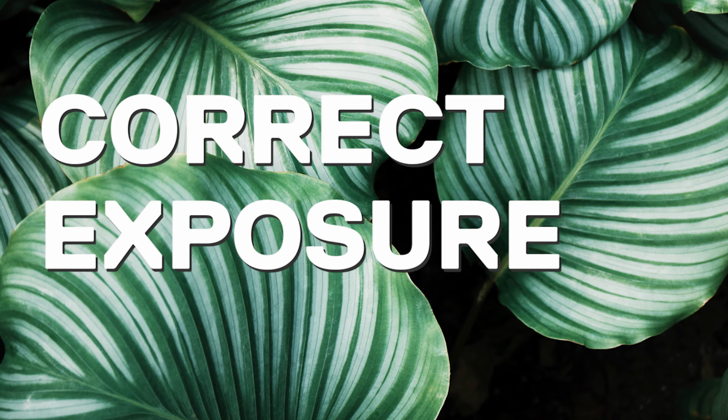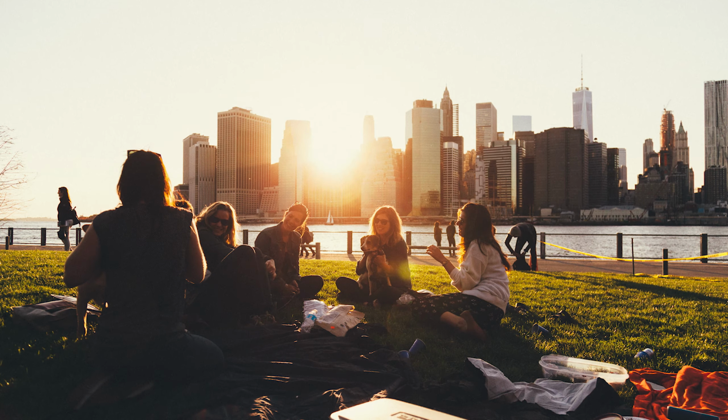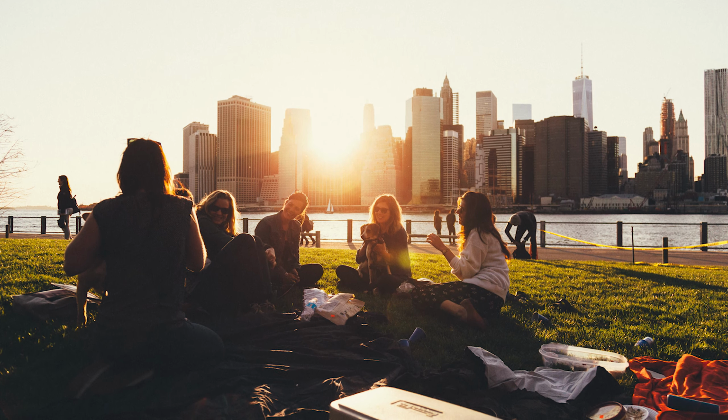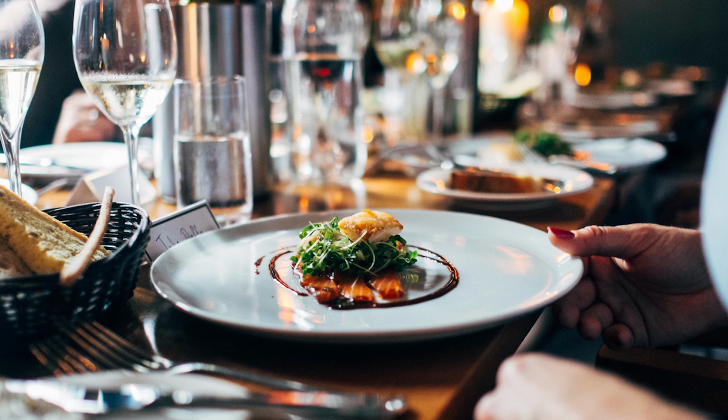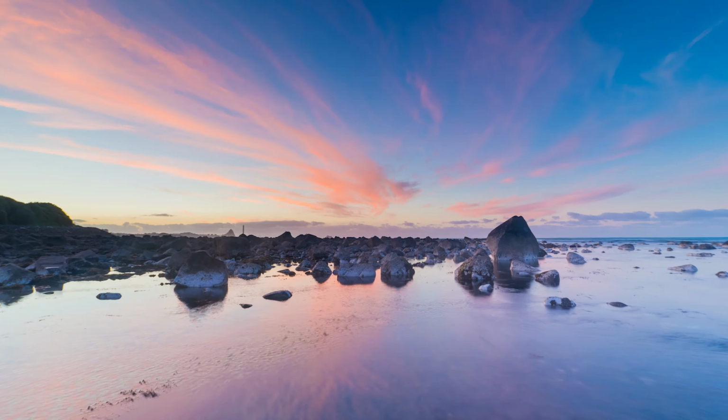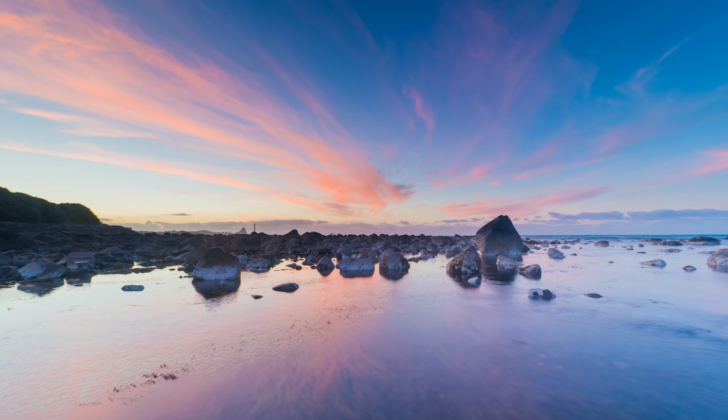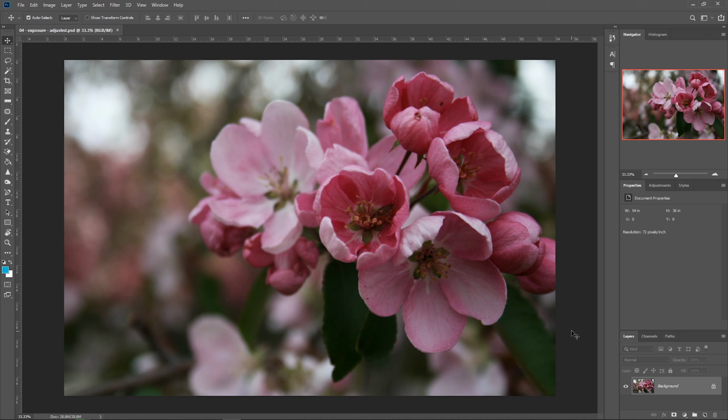Tip number 3, correct the exposure. Sometimes in photography, it's tricky to get the lighting right and you might end up with a photo that is either overexposed or underexposed. Depending on the photo, this is something that you can fix. The best way to do this, and to not compromise the original photo, is by using adjustment layers.